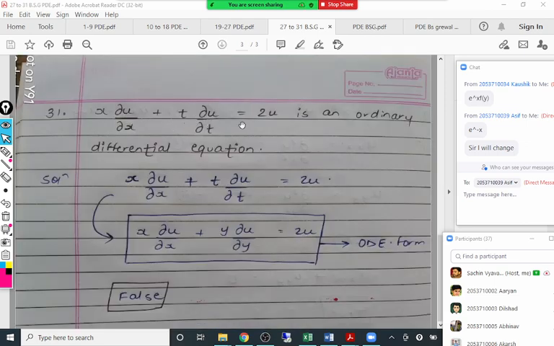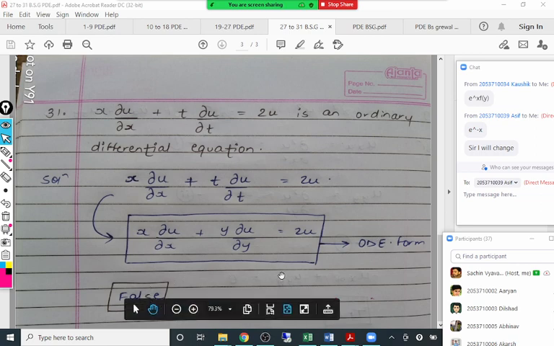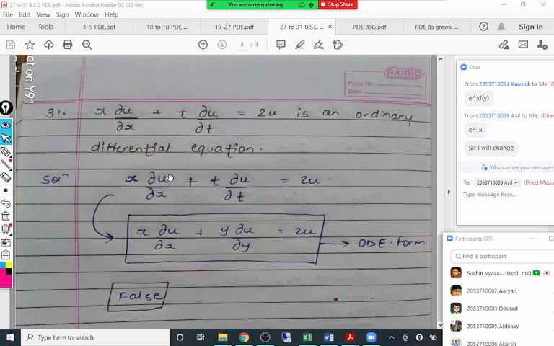x dou u by dou x plus t dou u by dou t is equal to 2u is an ordinary differential equation. Is it ordinary? No, because it's false. This is not ODE form. Remember, this is not ODE form. Ordinary means there should not be partial differential operators. If there is a du by dx, then it is ODE. Ordinary differential coefficient means which has only one independent variable, and the equation which is not ordinary is partial. Am I clear?